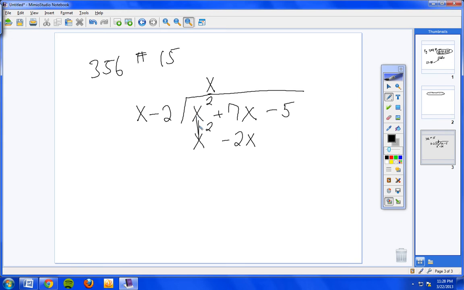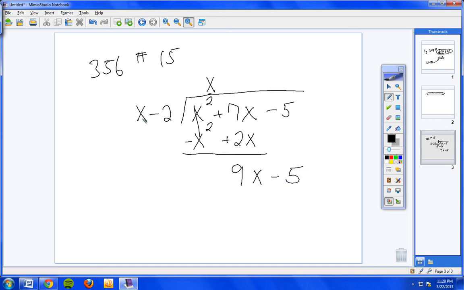Notice how I'm lining up my like terms, okay? That's very important. I'll be doing another one for you here in a little bit, and you'll see how you always have to line up your like terms. Now what I've taught you next to do is change your signs and add. So I make this negative, I make this positive, these cancel, and now I'm left with 9x minus 5. Bring down your negative 5.